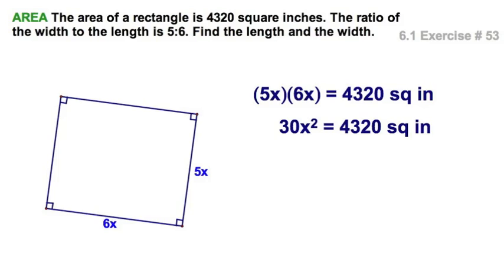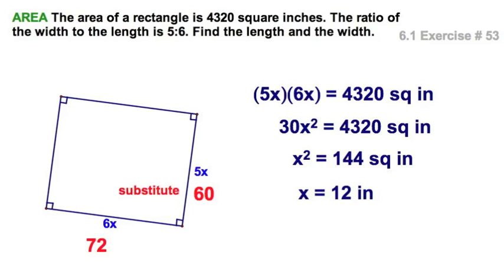So now we're going to have to do the division. That works out pretty well. And then, if x squared is 144, we'll take the square root of both sides, and really we'll take the principal root, and I see that's going to be 12 inches. Then I can substitute it there. I've got 5 12s and 6 12s. So my dimensions will be 60 and 72 inches, respectively.